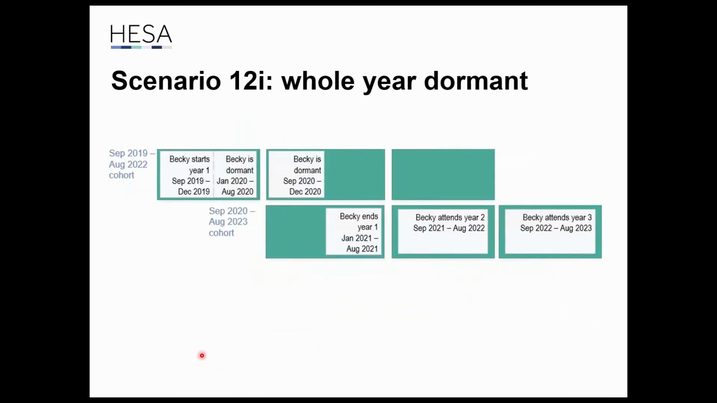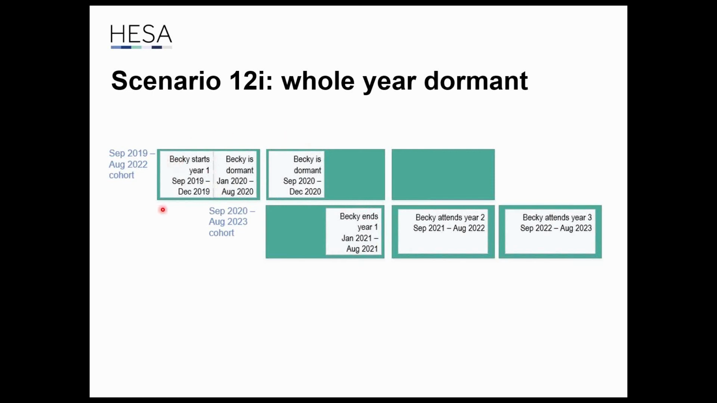So now a couple of dormancy scenarios. This is a whole year dormancy. I have done a whole year before, I can't remember which number it is now, but that was a year within the normal year pattern. What's happened here is Becky in this example, this period here is her year of dormancy, but it's actually staggered across year 1 and year 2.